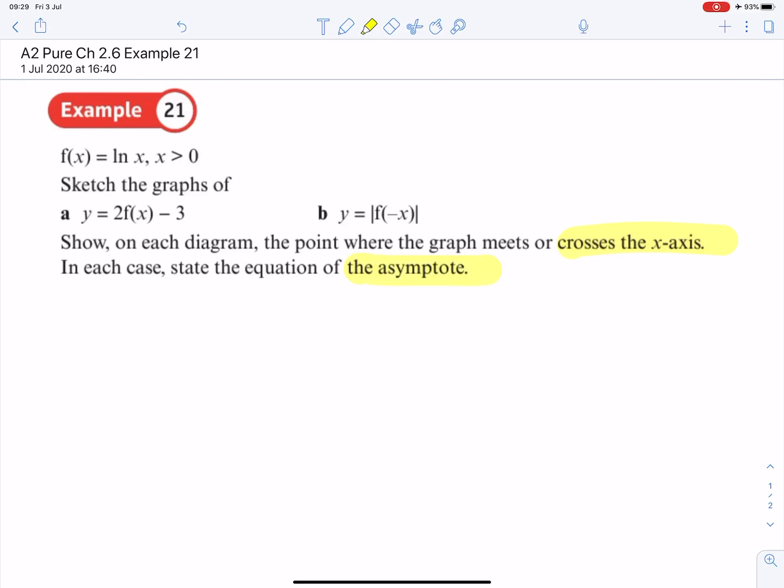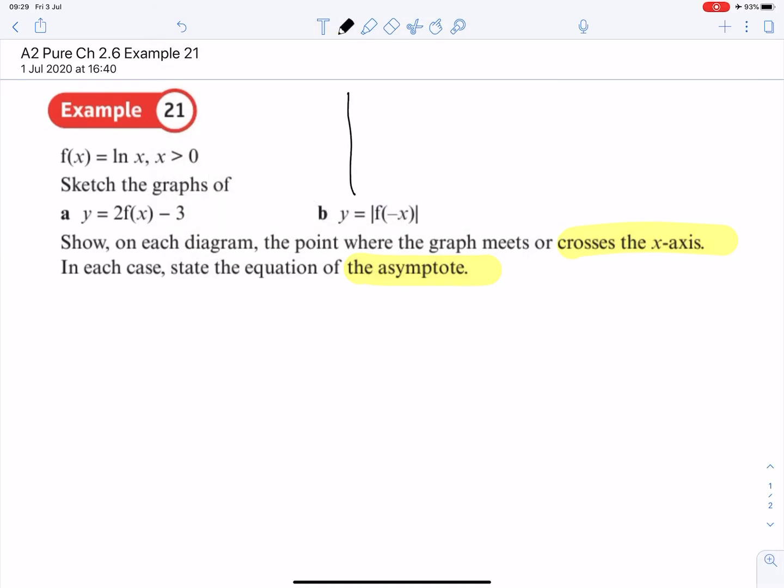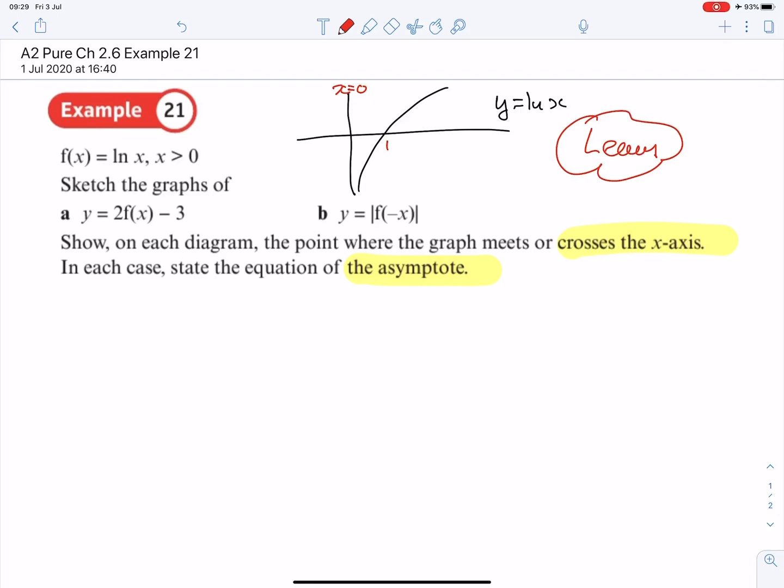Okay, to do this, we want to know basically what ln of x looks like. So we should know that y equals ln of x has that shape. That's the start, and if we haven't got that knowledge, that is something we definitely need to learn. ln of x is a standard log graph shape. So our asymptote here will be x equals 0, and this crosses at 1. As long as we've got that knowledge, we can now build from there.